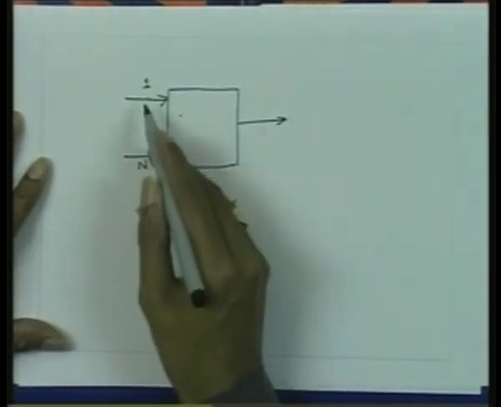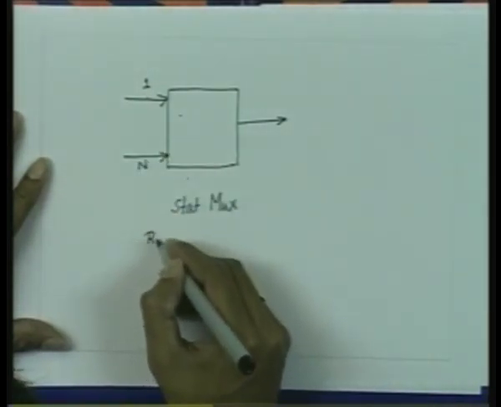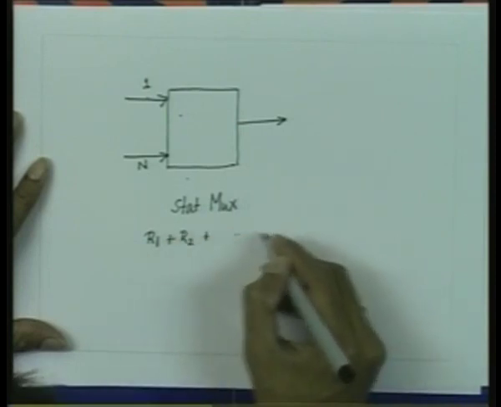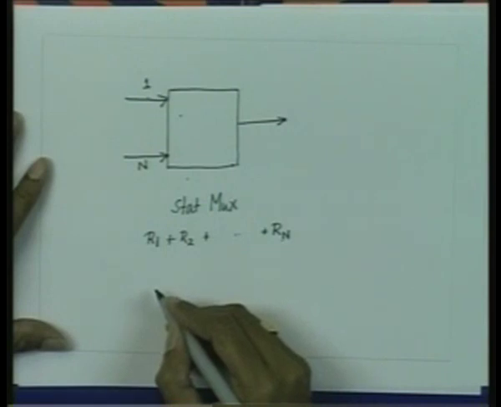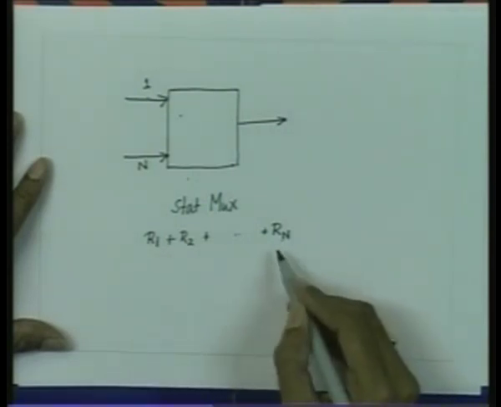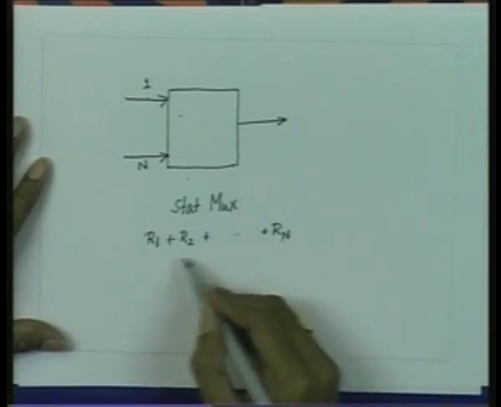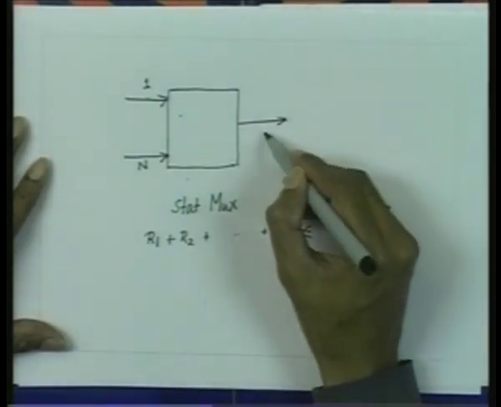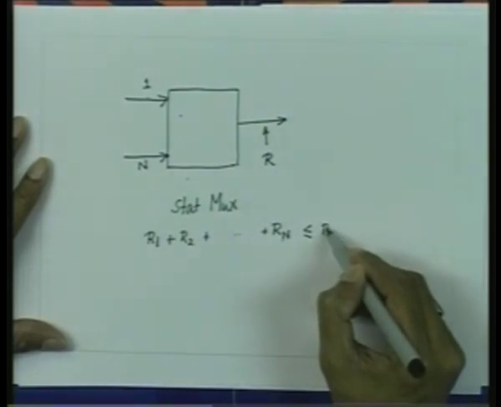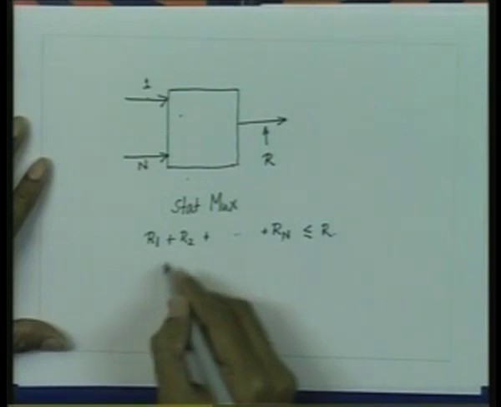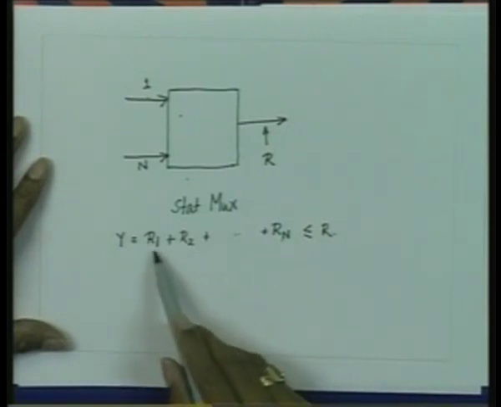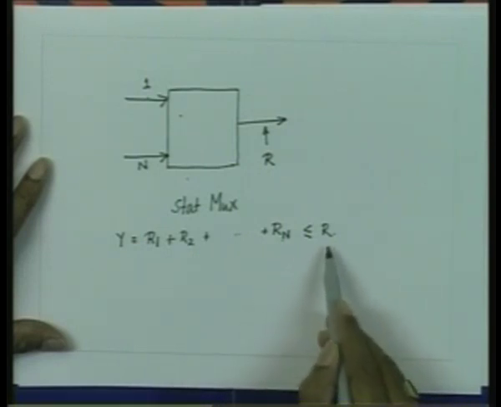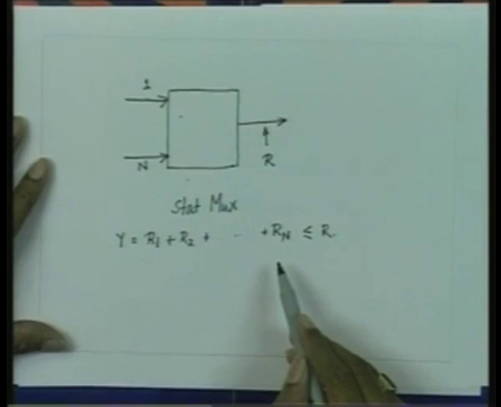Now each of these input sources may have data rates denoted by Ri: R1 plus R2 plus so on till, let us say, Rn. We want that when these sources are multiplexed, their combined output transmission rate must be less than or equal to the output capacity, which is R. Let us say Y is the combined transmission rate R1 plus R2 plus Rn. So what we want is that the sum of these transmission rates must be less than or equal to the channel capacity, or the maximum bit rate of the link.